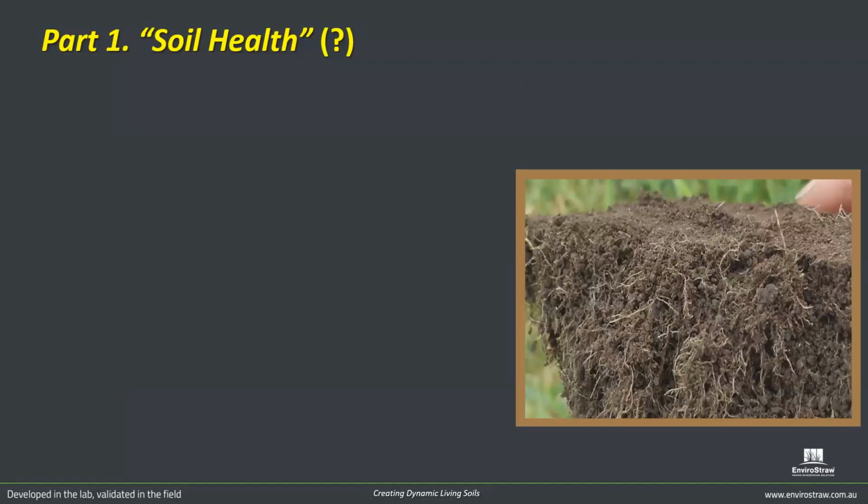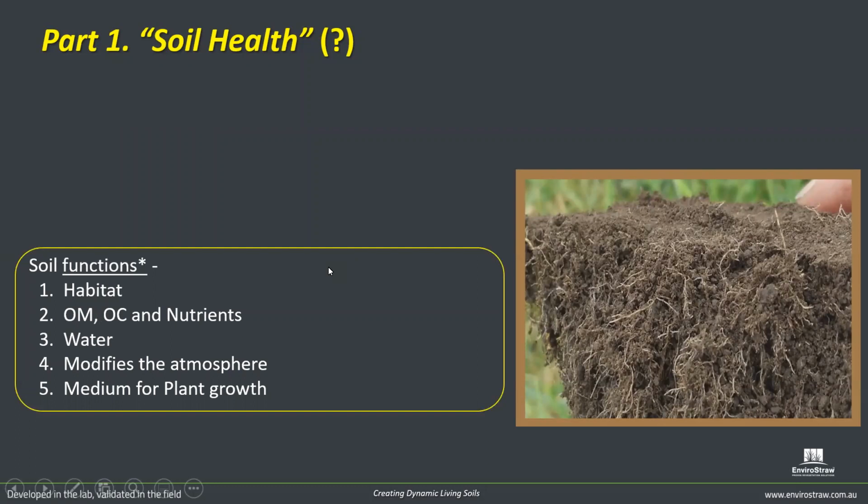So what is soil health? Firstly, what we need to do is look at the functions of the soil, what it actually does. Soil is the habitat for diverse micro and macroorganisms. It stores, decomposes and recycles organic matter, organic carbon and nutrients. It stores and filters water. It modifies the atmosphere, either through emissions or sequestration. And ultimately, it's a medium to sustain plant growth.